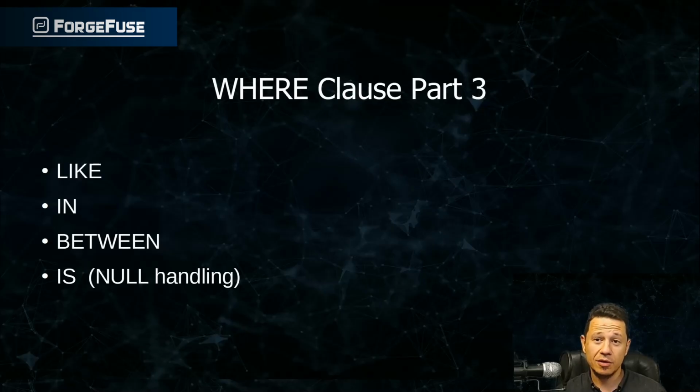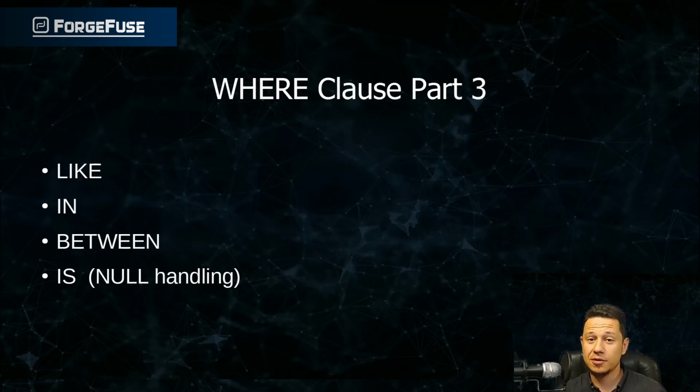Welcome back to a lecture where we will cover a couple more where clause keywords. Those are LIKE, IN, BETWEEN, and IS. For the first one, the LIKE, we use it when we want to unlock wildcards. This is used when we don't know the exact term that we are looking for, for example, when we don't know one character or multiple characters in a search term in the where clause.